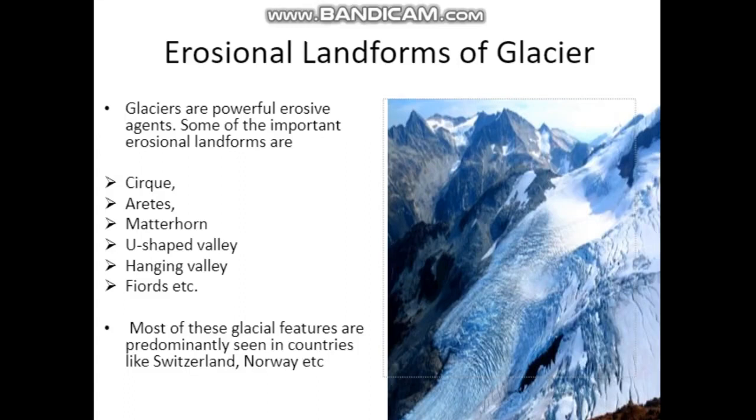Okay. So glaciers are powerful erosive agents. Among these agents, which is the most powerful erosional agent? Glaciers. Some of the important erosional landforms of glaciers are cirque, arete, Matterhorn, U-shaped valley, hanging valley, spheroids, etc. Most of these glacial features are predominantly seen in countries like Switzerland, Norway, etc. That means they will be in the cold region.